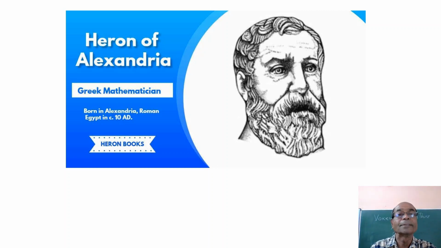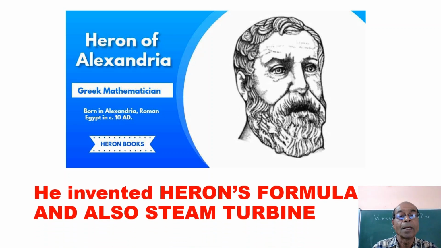Now, Heron of Alexandria is a Greek mathematician and also a mechanic. He invented Heron's formula and also a lot of other machines, including the steam turbine.